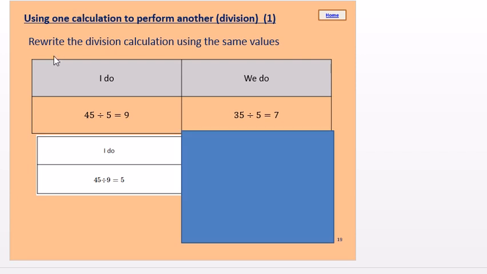Okay, so 45 divided by 5 equals 9. How can we rewrite this? So 45 divided by 5 equals 9. So 45 divided by 9 will equal 5. Pause the video and try the same for the we do.